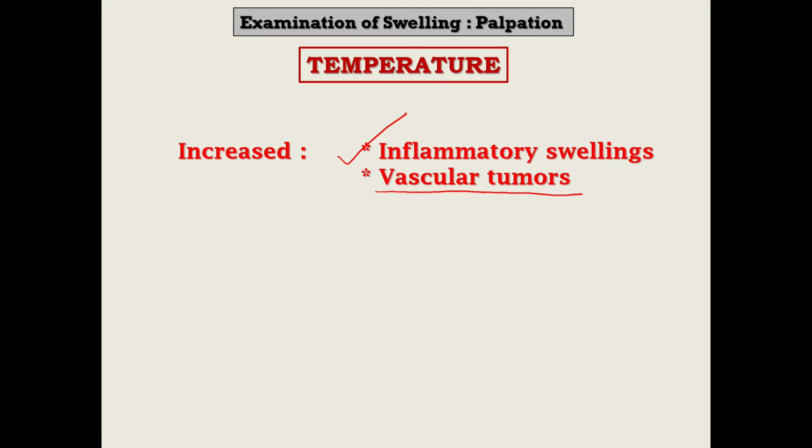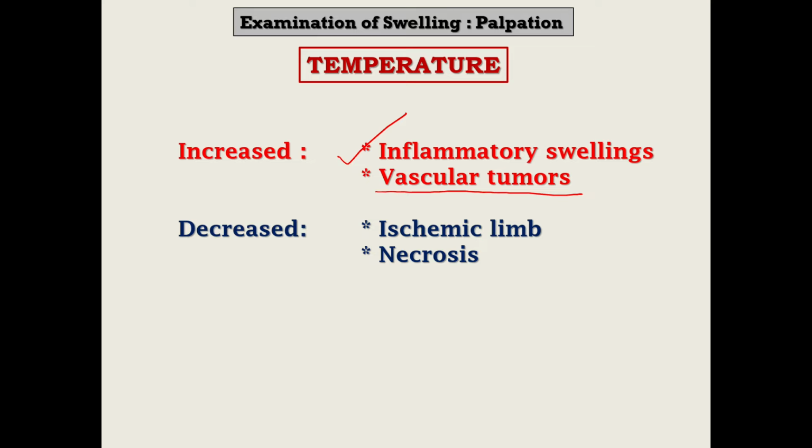Opposite to it, where the temperature is decreased, this condition we very commonly encounter in case of peripheral vascular disease, and the upper limb or lower limb is ischemic. And if there is some necrotic tissue, then here also you will feel that the temperature of that particular area of swelling is decreased.